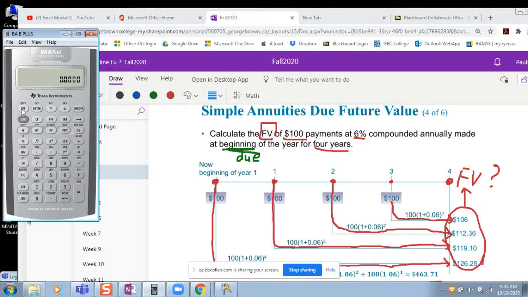And now click second BGN. This one, PMT is BGN. Second, BGN. BGN is here. Second, BGN. Okay. And then second, set. This is the set button. And then second, quit. Did you see BGN on the top right corner of your calculator?